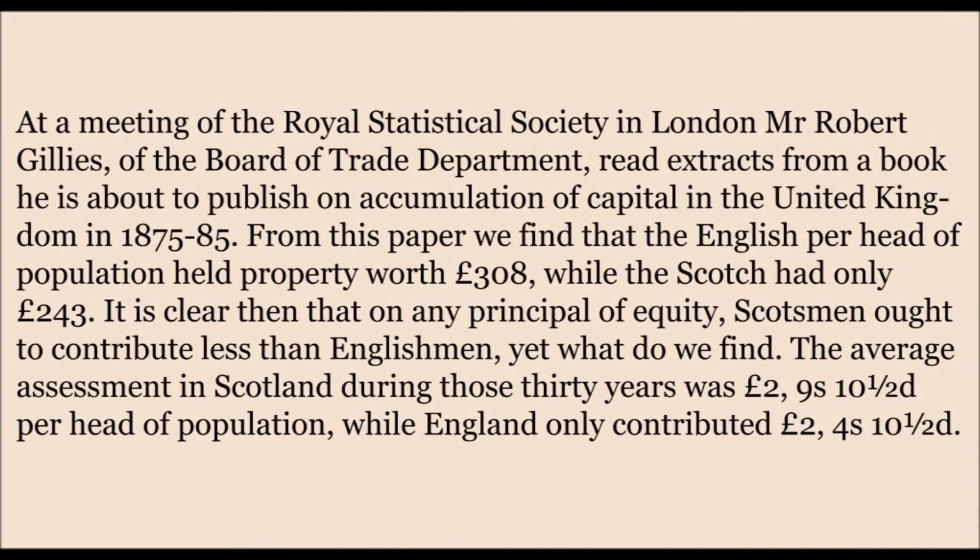It happens, however, that there are means of controverting it from official sources. At a meeting of the Royal Statistical Society in London, Mr. Robert Gillies, of the Board of Trade Department, read extracts from a book he is about to publish on accumulation of capital in the United Kingdom in 1875 to 85. From this paper we find that the English per head of population held property worth £308, while the Scotch had only £243.